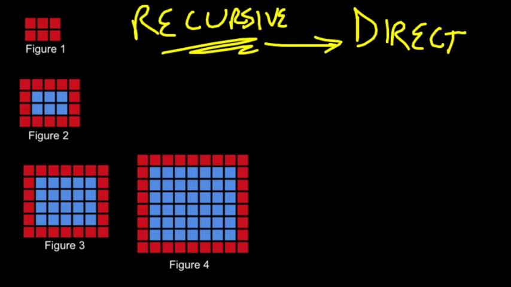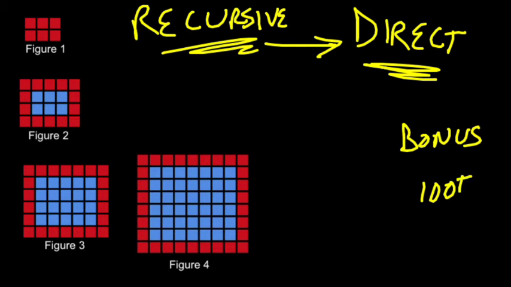But if you are able to come up with a direct formula, there's an extra bonus question for you there to come up with the 100th, I think, pattern. I don't want you to try to come up with the 100th pattern if you don't find a direct formula, because it's going to take you forever without a direct formula. Next week, we'll talk about a more rigorous way to get a direct formula for this kind of pattern, but I'm going to let you struggle for one more week.